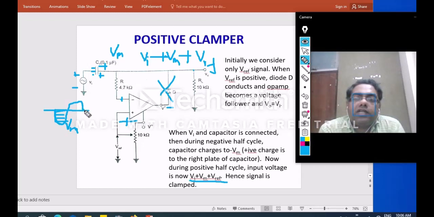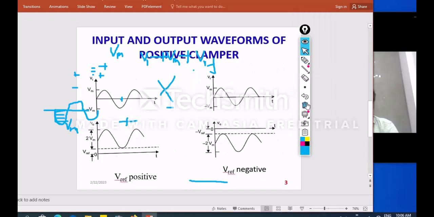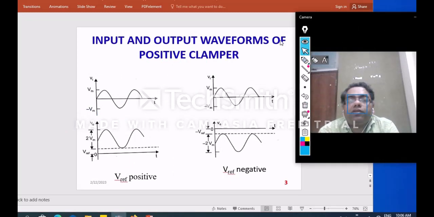Even in the second cycle, when it goes negative, it will remain above V reference. So the output signal is getting clamped. If you see what is happening here, you can see this is the AC signal. This is 0 here. So you see this output got clamped because the output signal is now Vi plus Vm plus V reference. Yes, my reference voltage can be negative. In that case, it will be clamped in this way. So that is how a clamper circuit works.